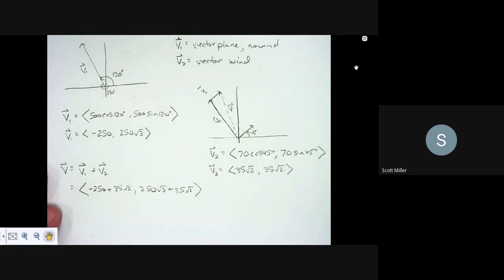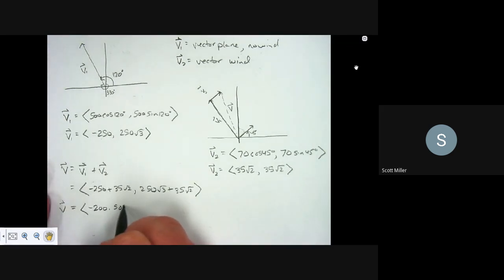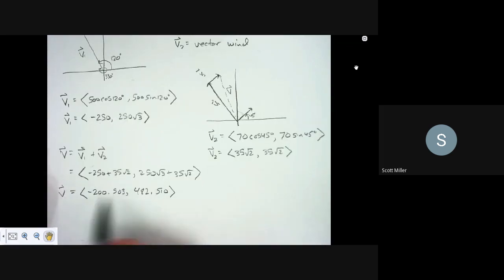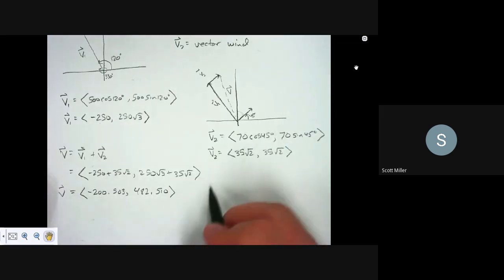And then you can use your calculator to work this out and give me 3 decimal places. So this is going to be negative 200.503, and this over here will be 482.510. Just type that into the calculator, get a decimal, round to 3 places, and there is the vector v, of which I can now find its direction and magnitude.